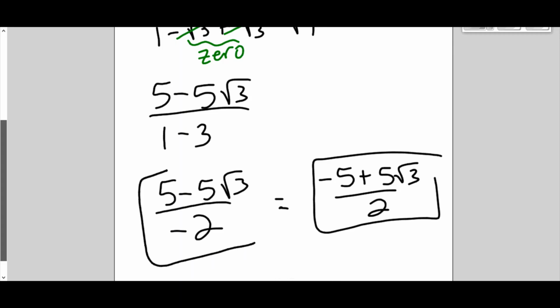This is okay. Math Excel may take this as an answer. The more simplified answer would be the one I have over here to the right. So if I just change the signs of the numerator, then this is a little bit better of a form than that. But either way, I think Math Excel would take both.